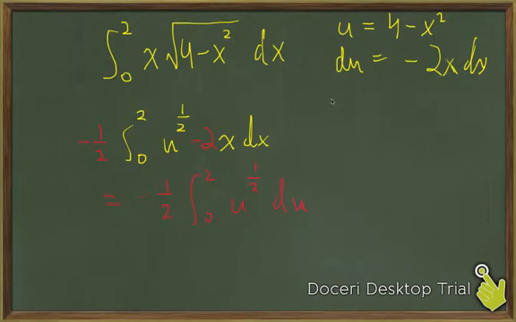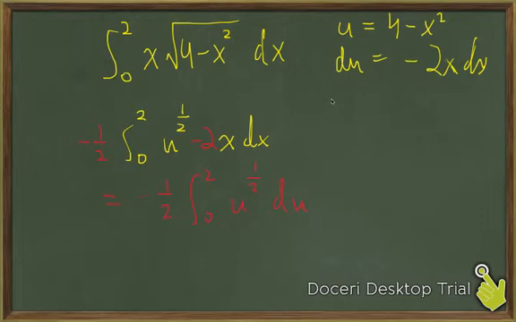So here's what we need to integrate. When you integrate, you can go ahead and change the limits now. Instead of 0 and 2, if you plug 0 in for x, u equals 4 minus x squared. So then u would equal 4 minus 0 squared, which is just 4.